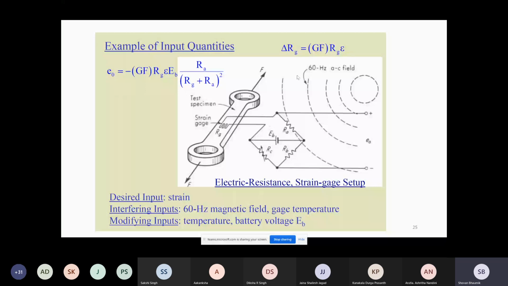Then again, the battery. You have EB, a battery, which drives the Wheatstone bridge in an unbalanced way. In the balance condition, we change RC so that the null point is achieved. So the battery is a major issue. Suppose the battery is drained and supplies very little voltage; then the sensitivity at the null point will decrease and you will measure a different strain. Battery voltage is modifying it. So when you design a device, you need to remove all the interfering inputs and all the modifying inputs; only the desired input should be there.